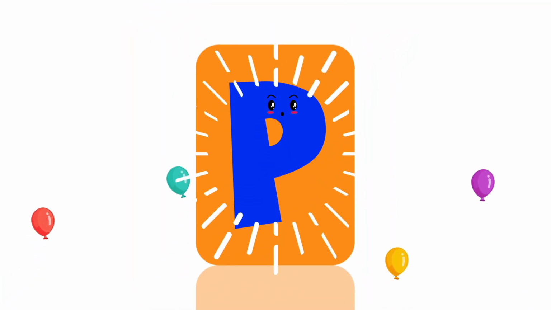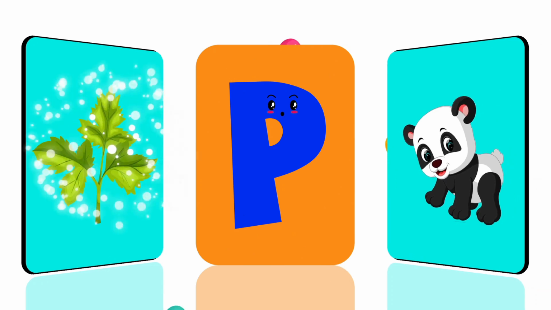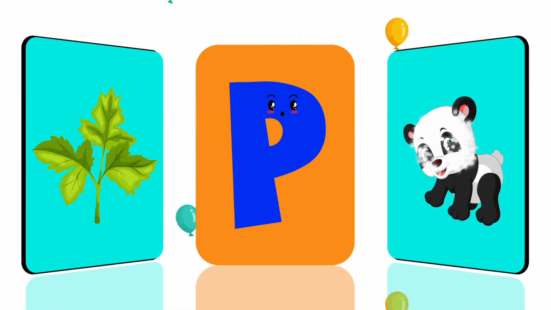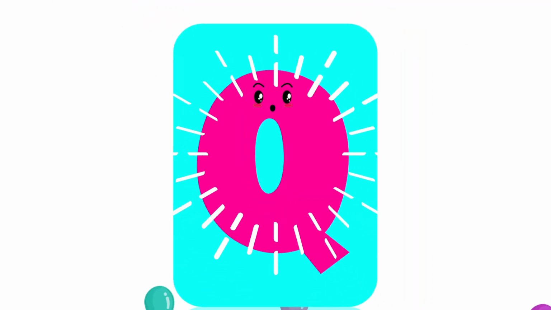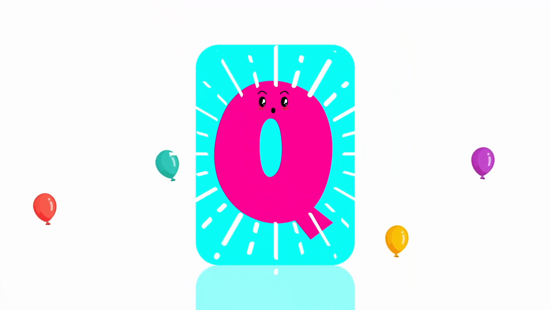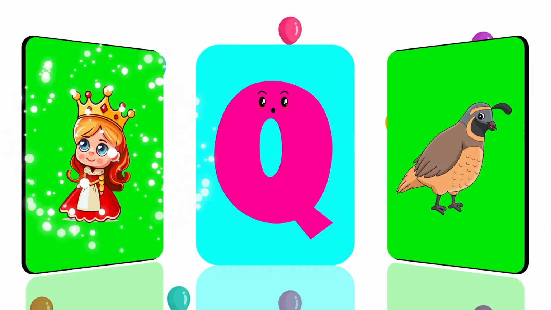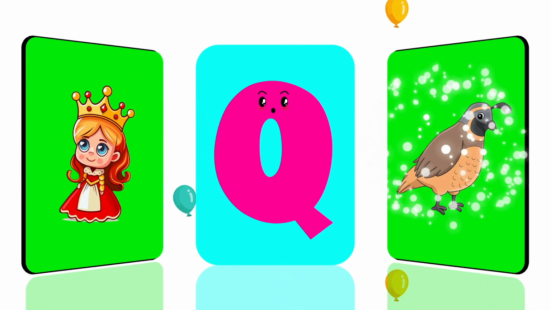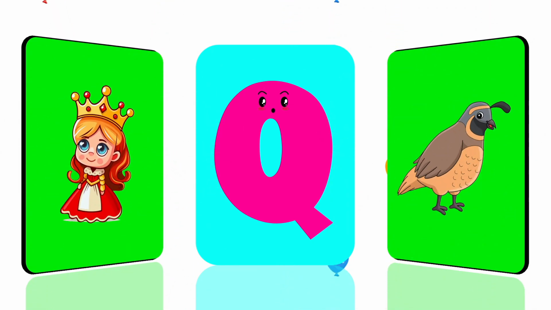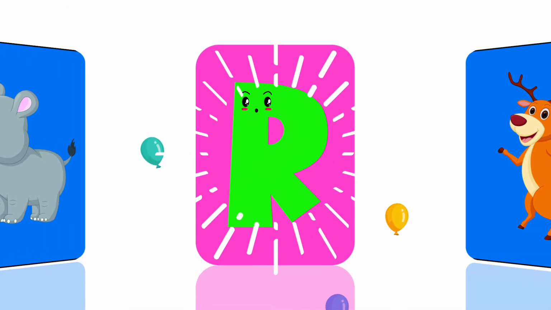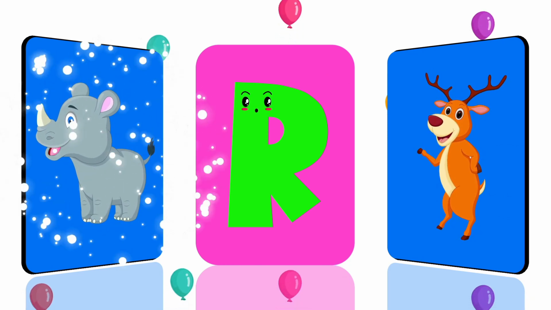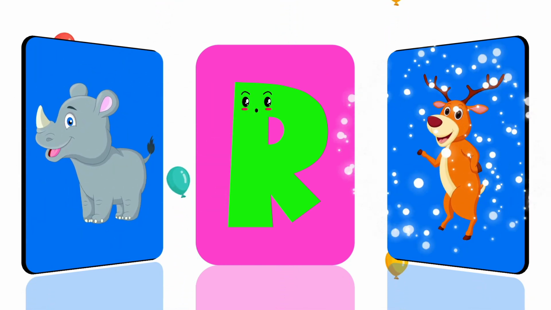P. P for parsley. P for panda. Q. Q for queen. Q for quail. R. R for rhino. R for reindeer.